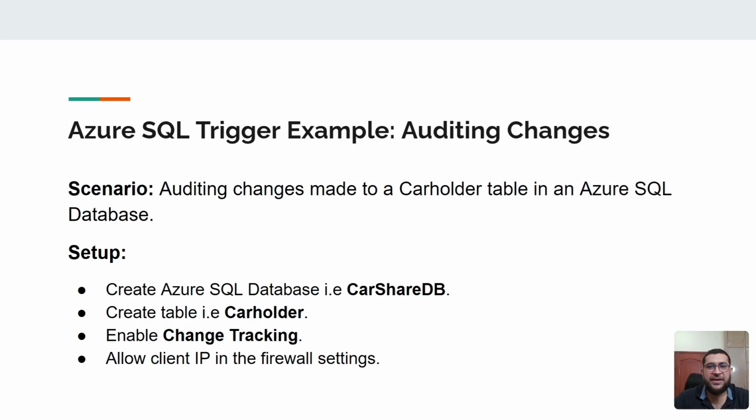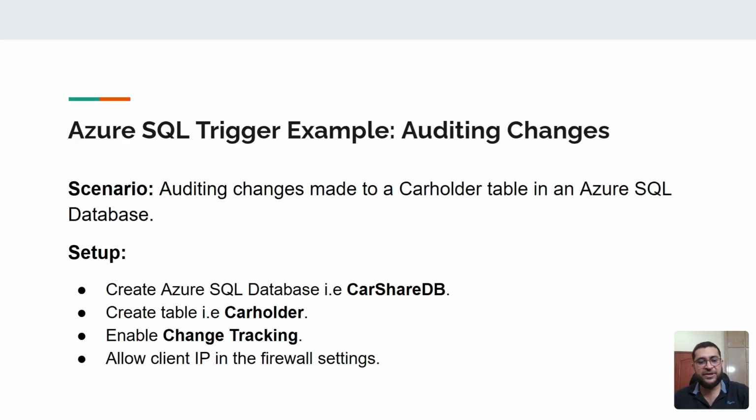An example is auditing changes. I will show you the SQL trigger based example in Visual Studio, but for this you will need to create one SQL Server database. For example, in my case, I will go with the car sharing DB, and you will create one table, car holding in my case, and you will enable tracking. I will also give you a script to enable tracking, and you will also allow your IP if you have a SQL Server.